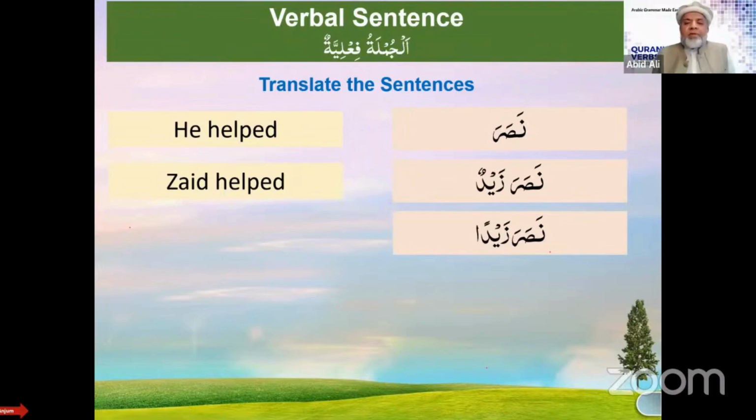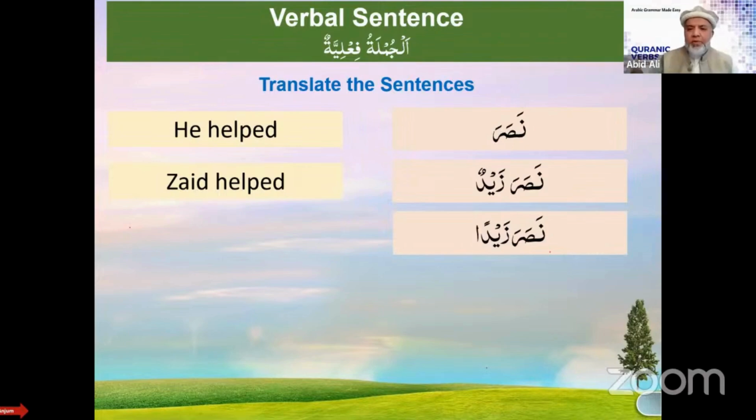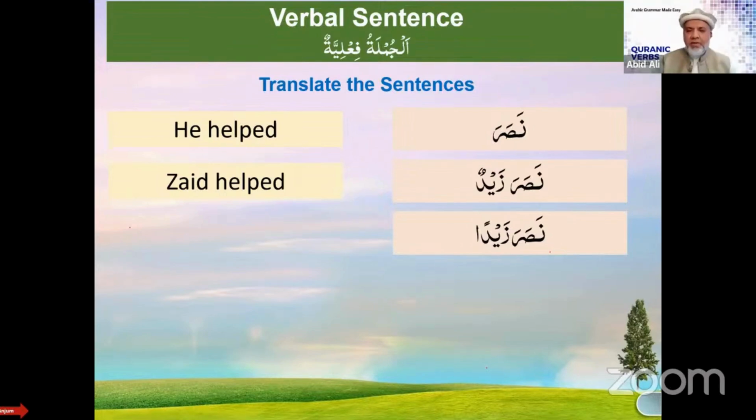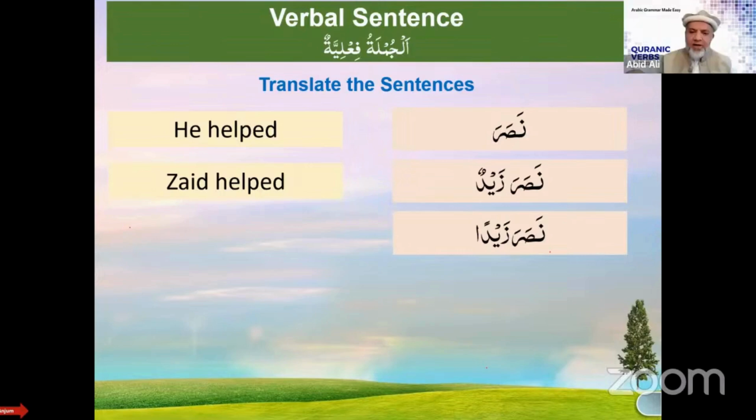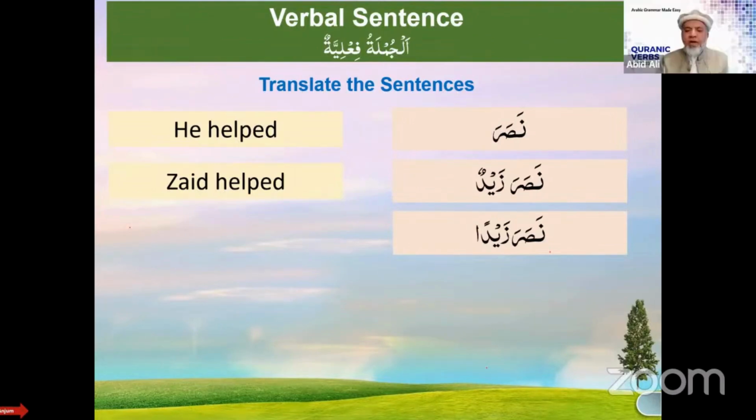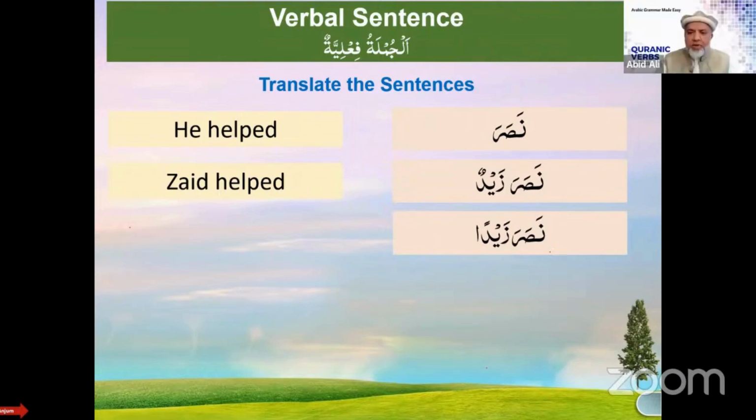Okay, Brother Nehmat. Can I answer, brother? Wait a second. Brother Nehmat has his hand up. So go ahead, Brother Nehmat. He helped Zaid. Can you explain why you said he helped Zaid? Nasara has an attached fail in Siga 1, and Zaidan is the nasab. Nasab, mashallah. So nasab is maf'ul. So you have your verb, you have your fail, and you have your object. Correct? Yeah. Yes.